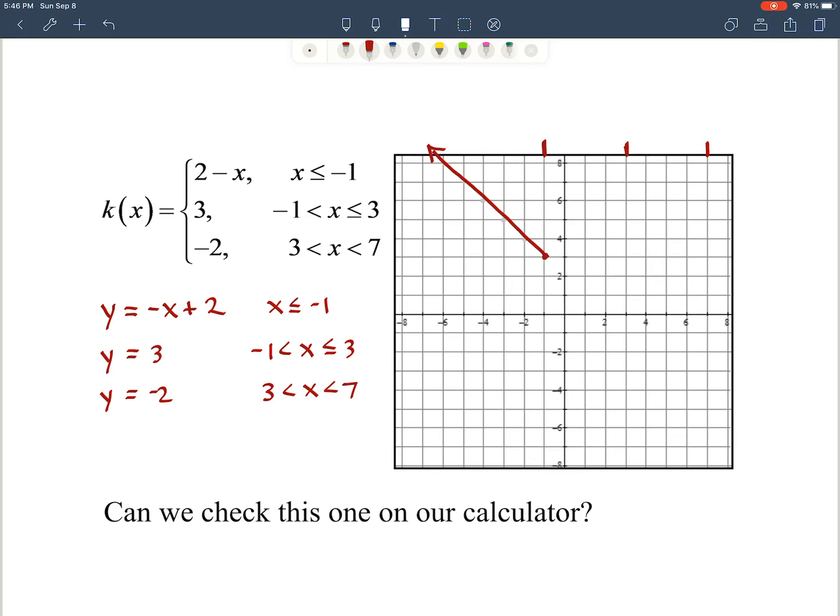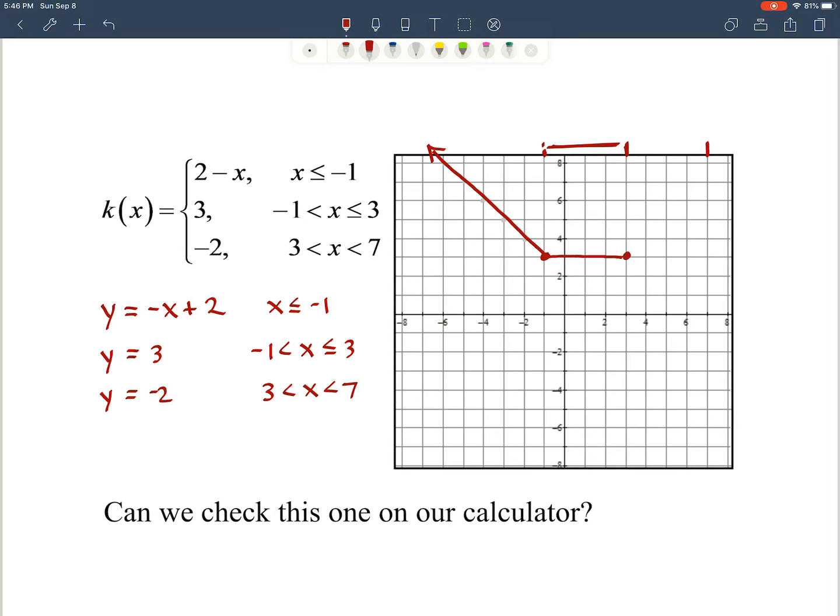Then we have from -1 to 3, so in between here, we've got that it's going to be y equals 3. So that's another one of those horizontal lines. We already have a point here, so when we go across this way, we're going to go from -1 over here to 3, and that's going to be a closed point. Now ideally this is an open circle for this part of the function, but since we already have a point there from the left side of the function, that's okay.